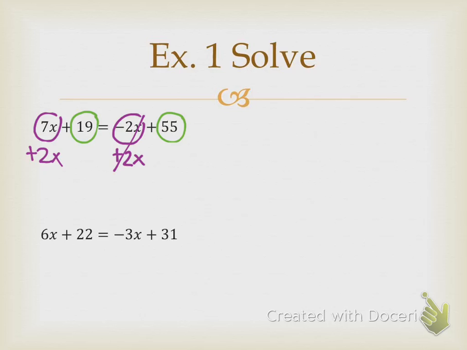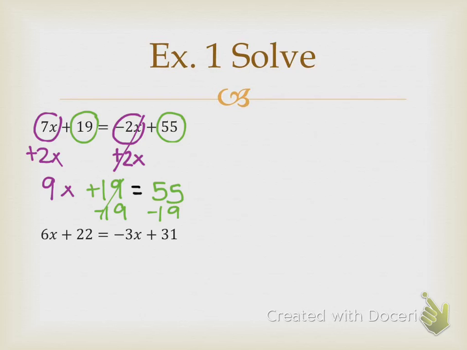So now we have 9x plus 19 equals 55. I've still got a set of like terms. I put them in the same color so it would be very easy for you to figure out what they are. 19 and 55. What am I going to do to combine those terms? Subtract 19 on both sides. Very good. I subtract 19.